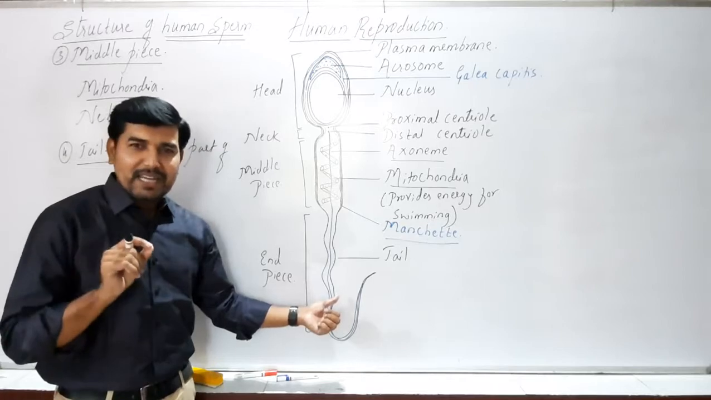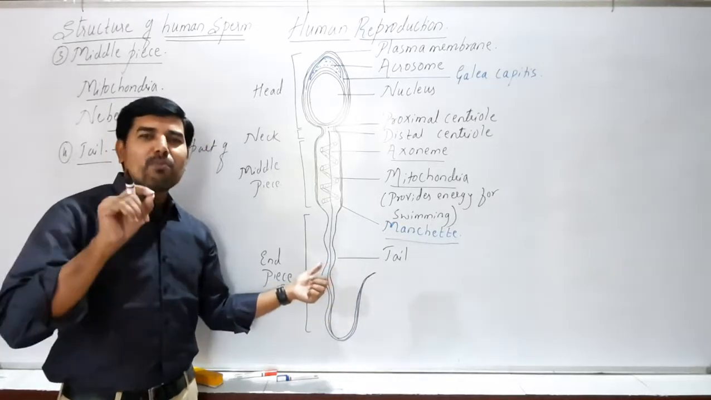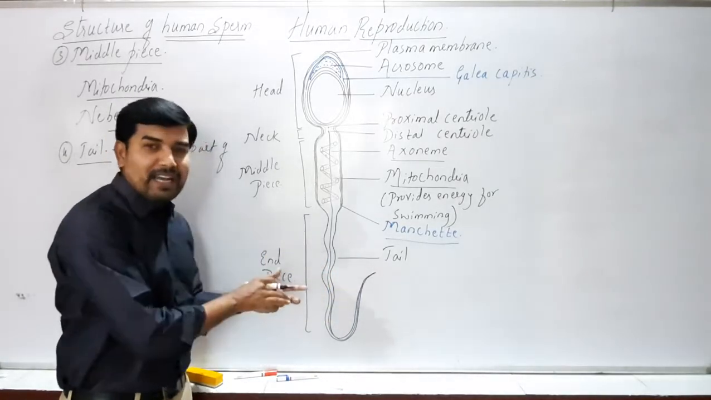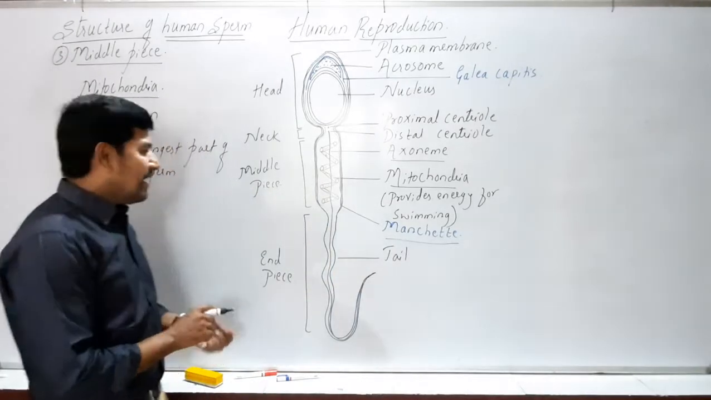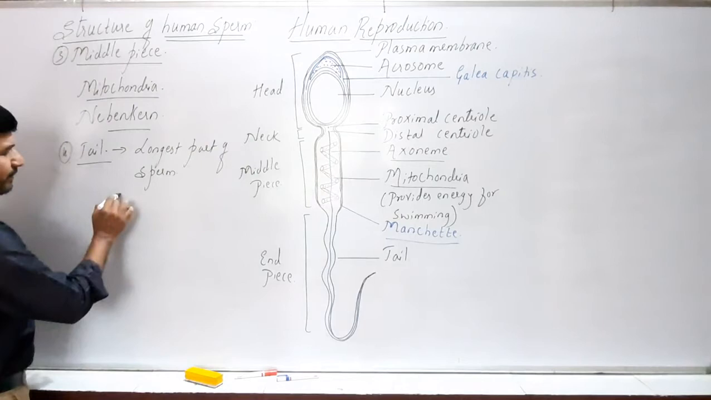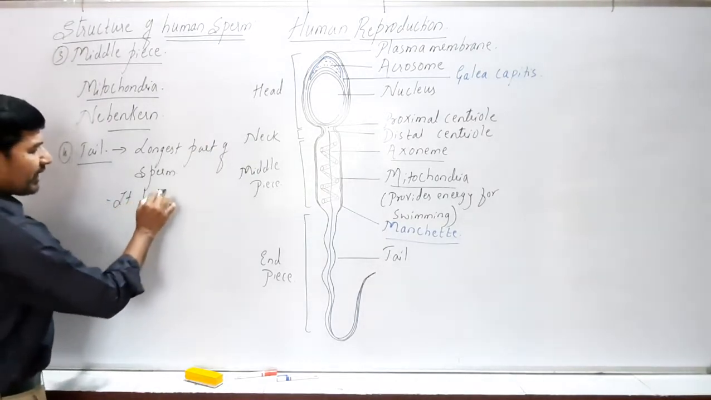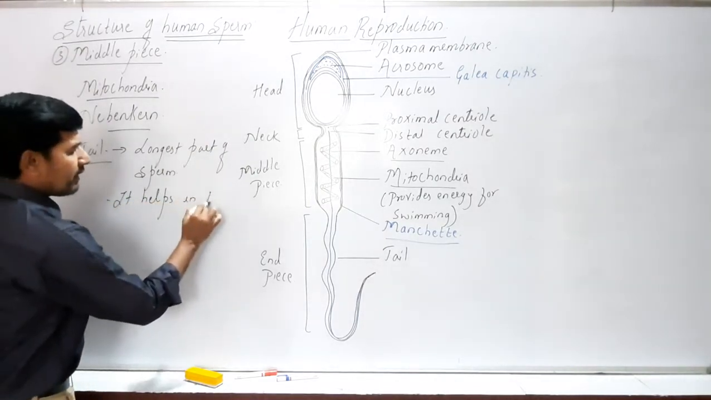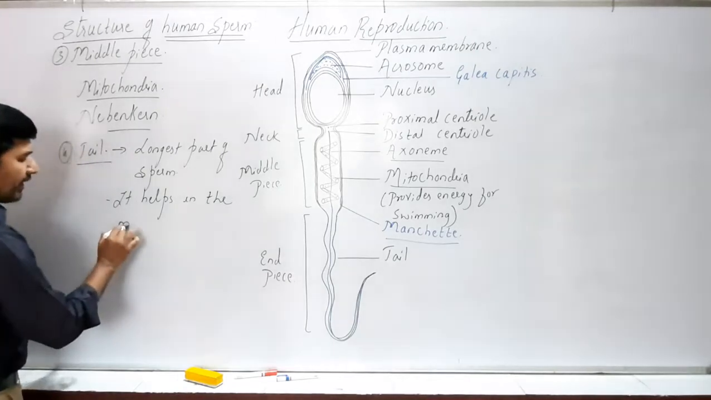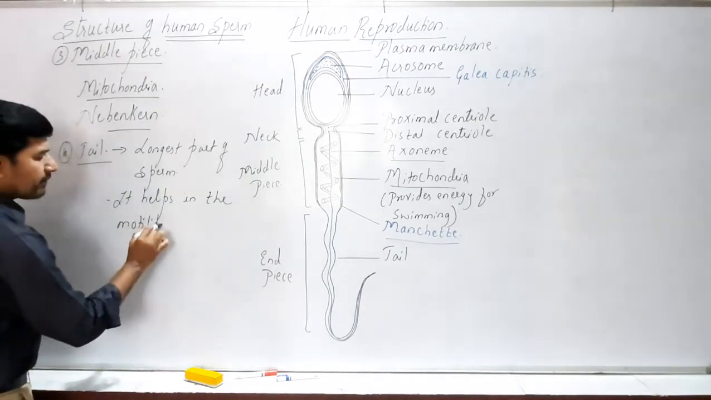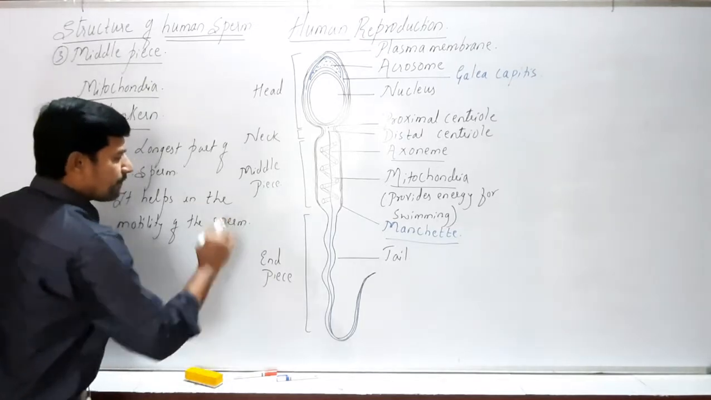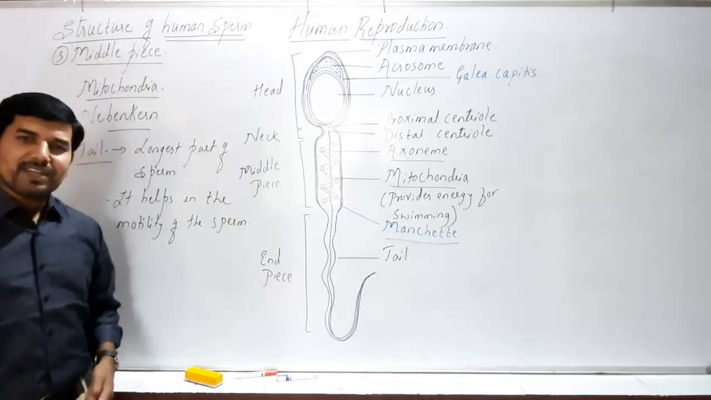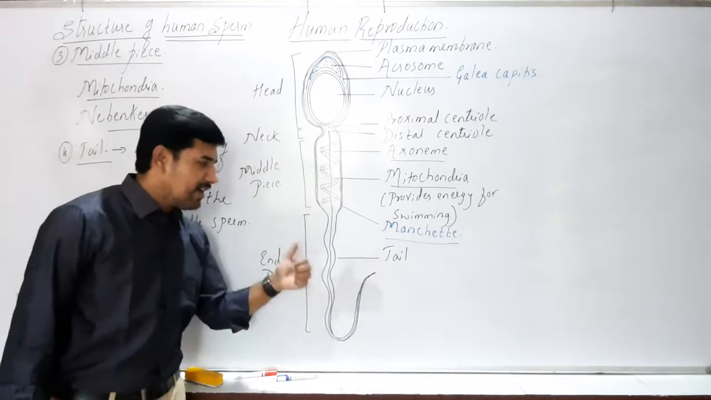The function of the tail is that it brings about motility, as it is vibratile. It moves, it beats, it is vibratile in nature. It helps in the motility of the sperms. So this is regarding the function of the tail.